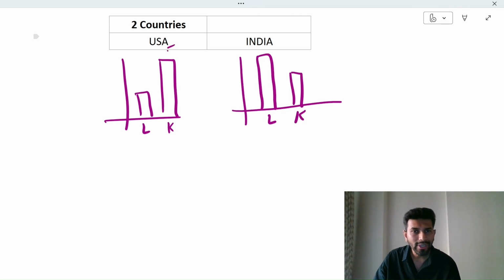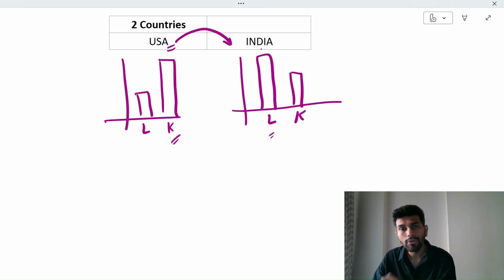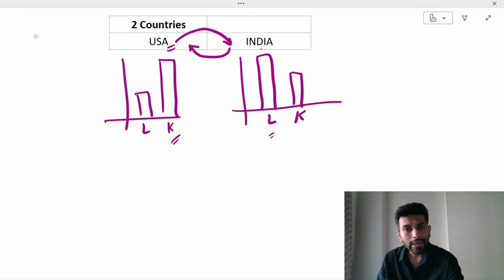So we can say USA is a capital rich country and India is a labor abundant country. So USA will produce and export capital intensive goods to India and import labor intensive goods from India. Similarly, India will produce and export labor intensive goods to USA and import capital intensive goods from USA. So to conclude, the country which is abundant in resources will produce and export those goods, and import other goods in which it is scarce.